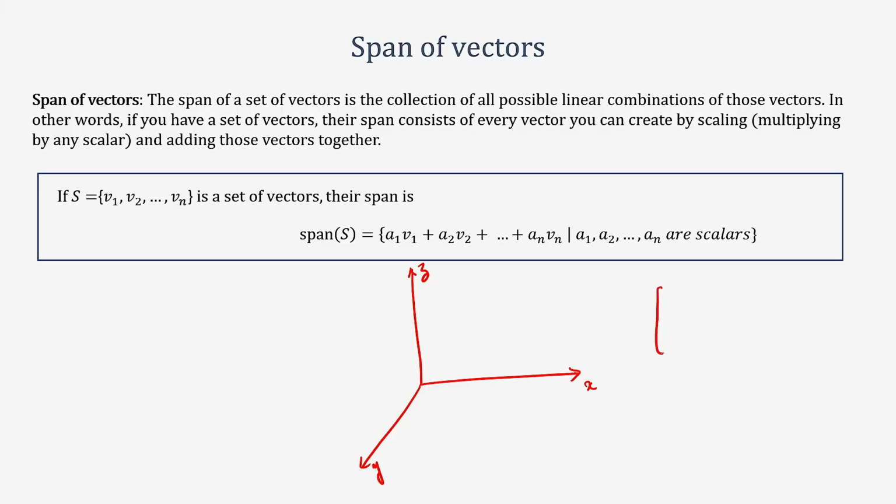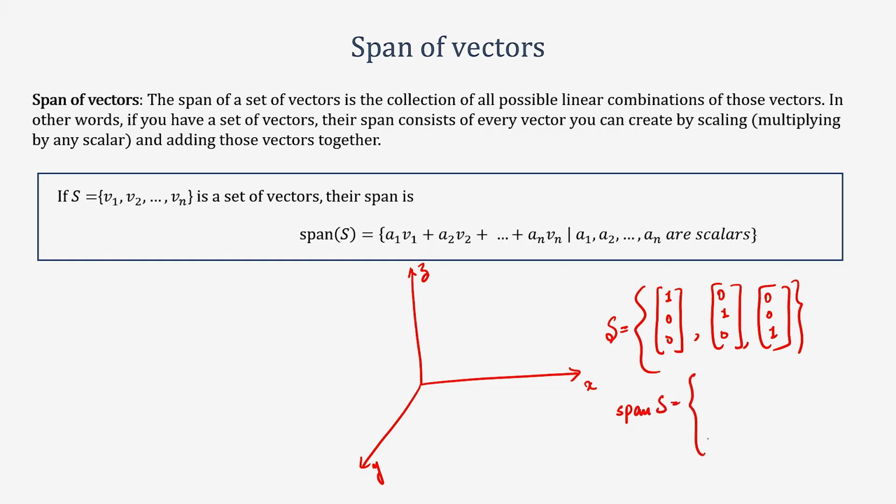The example for this is 1 0 0, 0 1 0, 0 0 1. If I take this set, first of all, is it linearly independent? Yes, it is linearly independent, and you can quickly check that. And you can see that span of S, which is nothing but linear combinations alpha 1 times 1 0 0 plus alpha 2 times 0 1 0 plus alpha 3 times 0 0 1, where alpha 1, alpha 2 and alpha 3 are real numbers, is a vector space in this case.